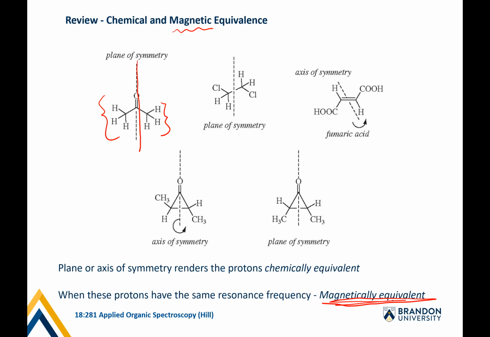There's also, we can have planes of symmetry, or actually axes of symmetry as well. So this one's got a C2 symmetry, so you can flip it 180 degrees and you're going to get the same thing. This one's got a plane of symmetry right down the middle.